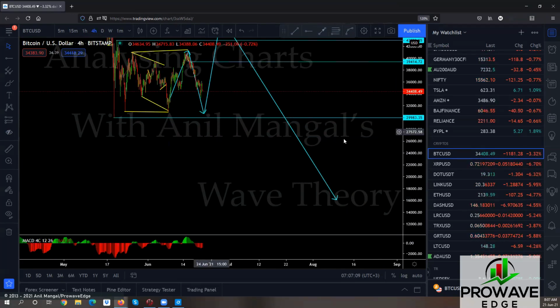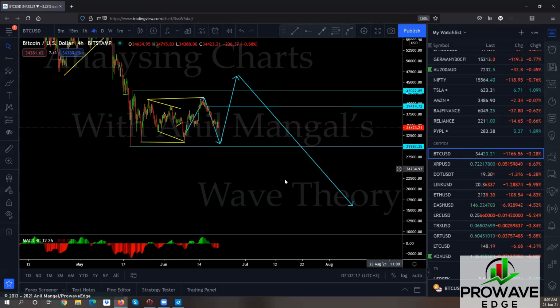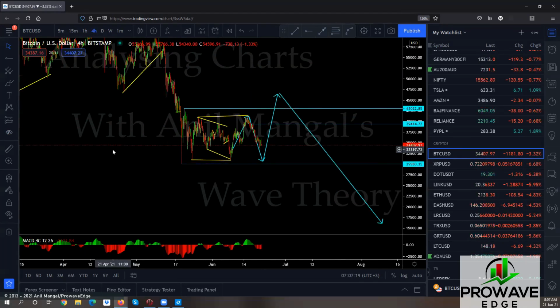How low? Well, minimum it's going to be below 29,000. And then from there, it's anybody's guess how low it goes. I have no idea. So 100,000, I think you can kiss that goodbye for now. On the next impulse, maybe. When is the next impulse going to happen?